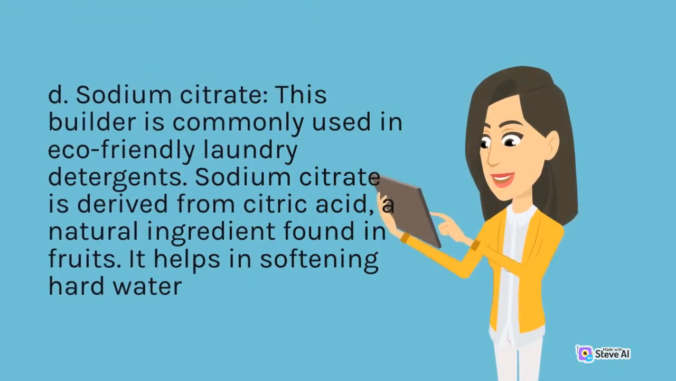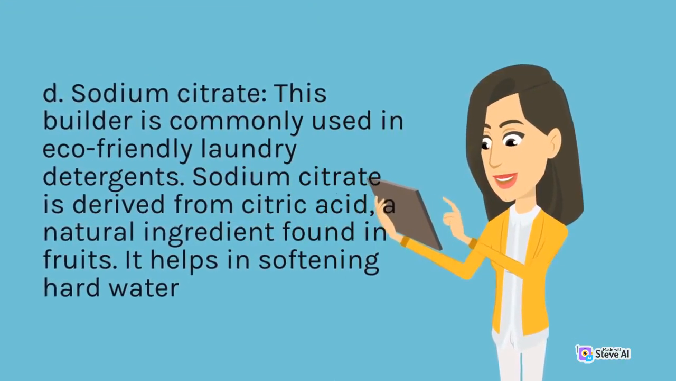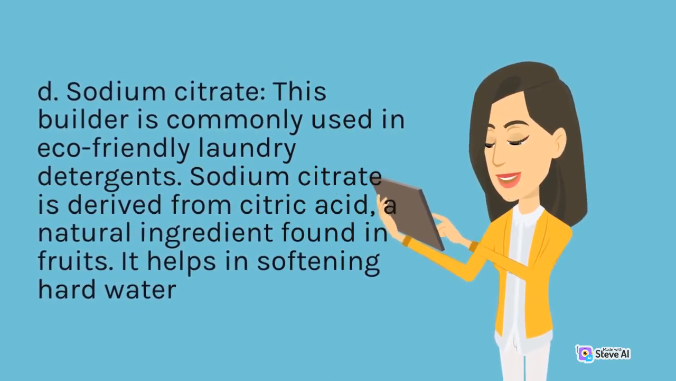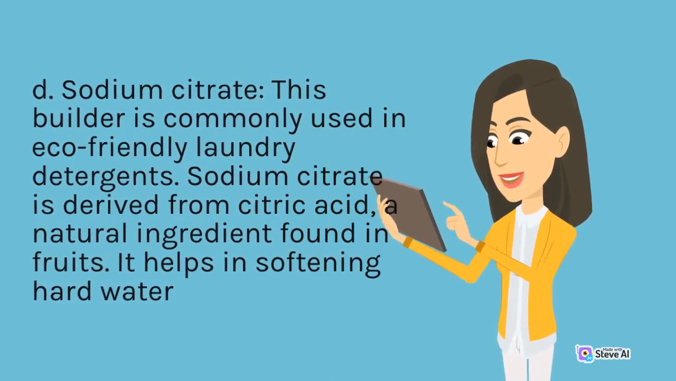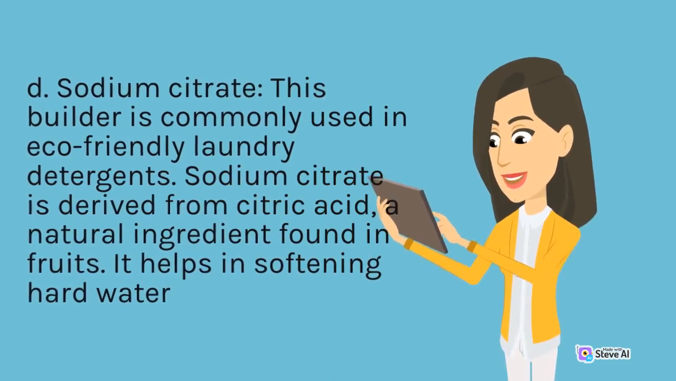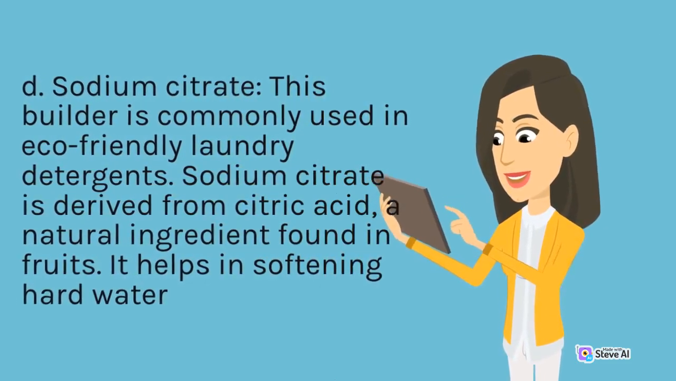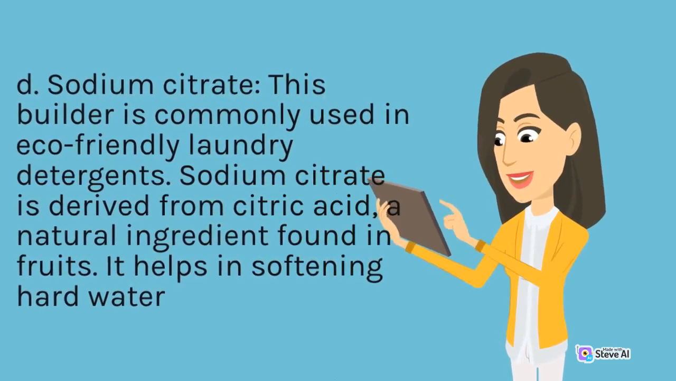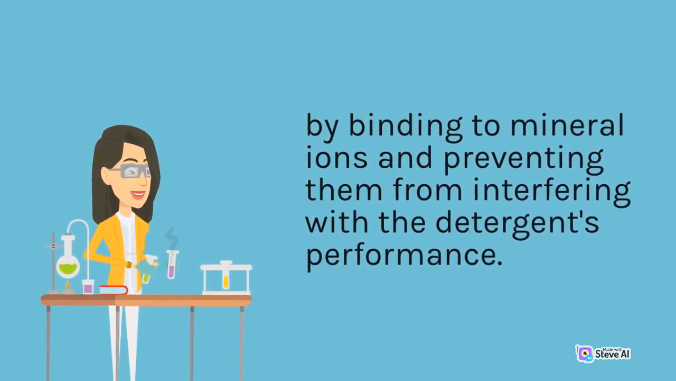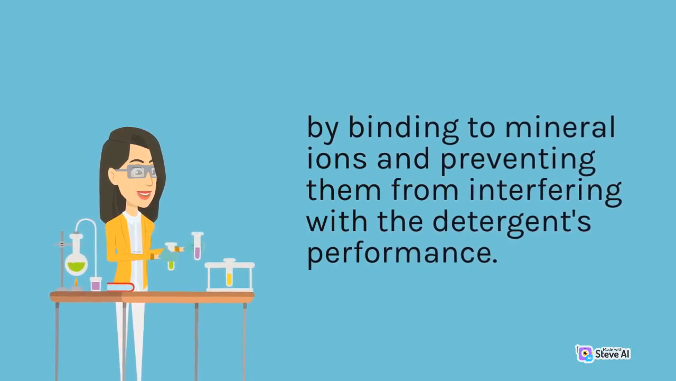D. Sodium citrate. This builder is commonly used in eco-friendly laundry detergents. Sodium citrate is derived from citric acid, a natural ingredient found in fruits. It helps in softening hard water by binding to mineral ions and preventing them from interfering with the detergent's performance.